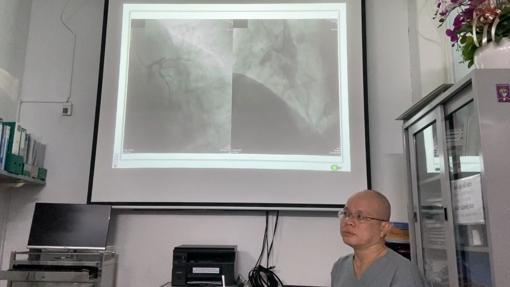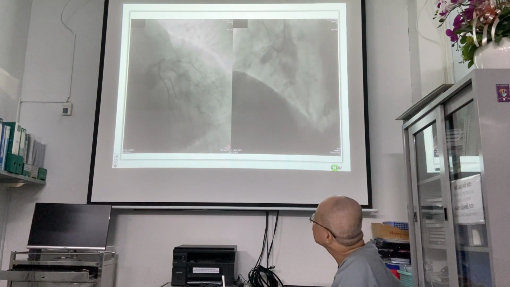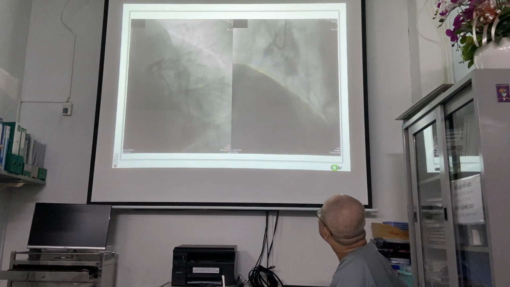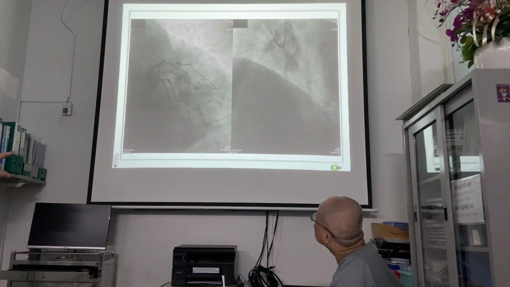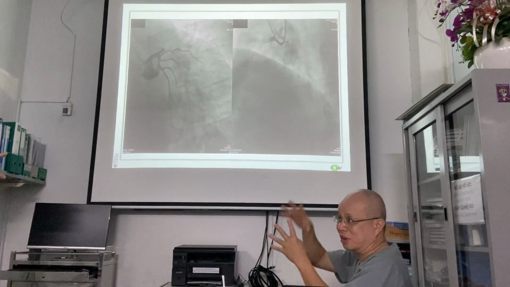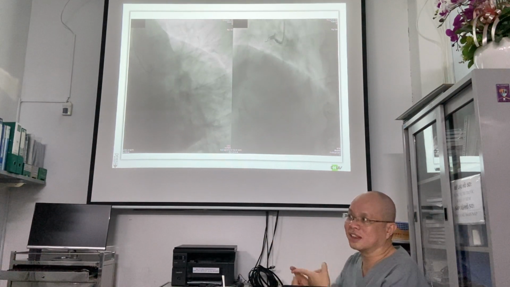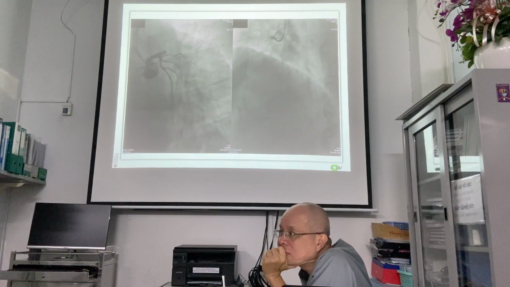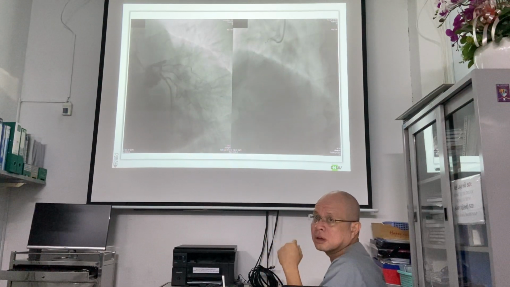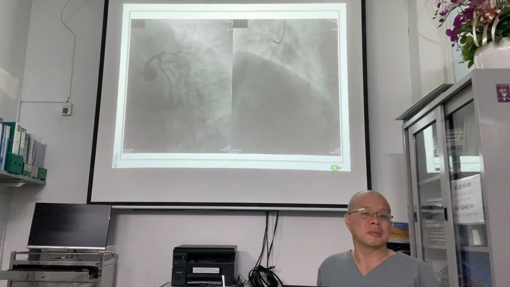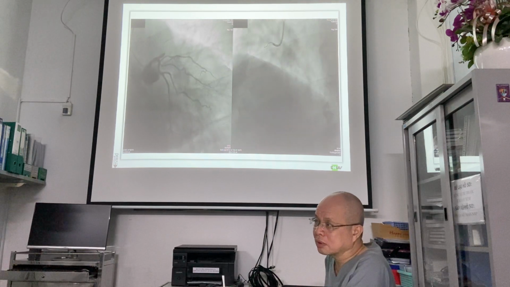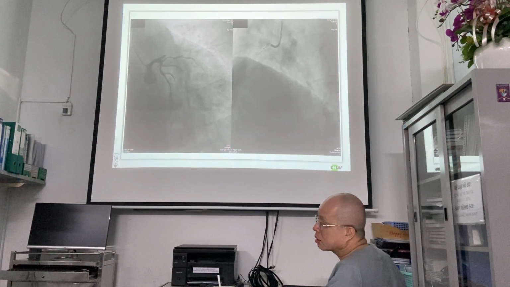Absolutely, I agree. We don't need echo, but we can see on the injection that the LV function is very bad. It's almost not moving. Definitely, because we occluded LAD and RCA. When I arrived, the doctor already had. There are so many reasons not to open the right first. What can be the reason not to open the right first? We can say we have many reasons. What do you think?